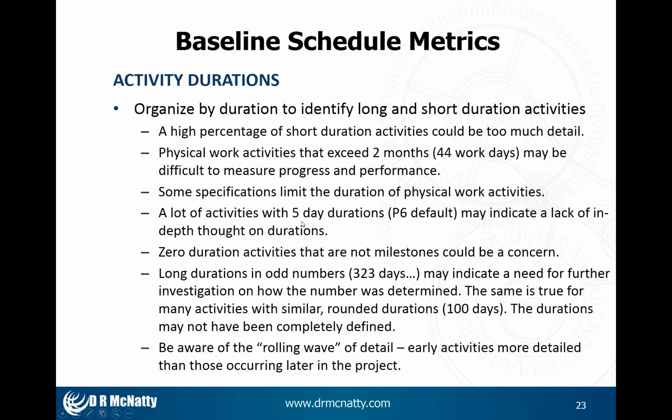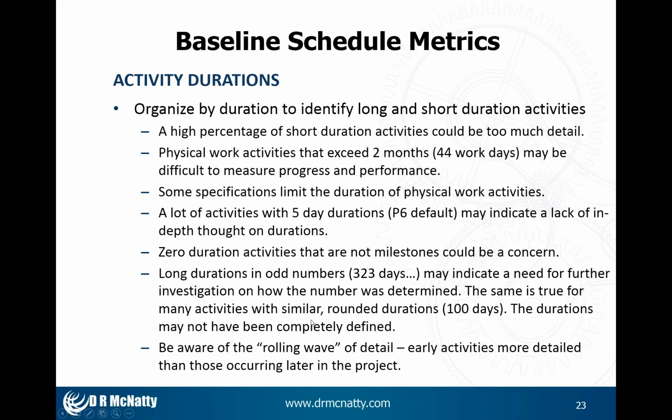I've got a lot of activities that have 5-day durations. I take a look at them because 5 days is the P6 default. And someone could have created a bunch of activities and put in logic ties and not taken the time to think through their durations. And so you want to double check that. 0 duration activities that are not milestones should be looked at. Long durations and odd numbers, 323 days, really? How did you arrive at that? Okay, so I might ask that question.